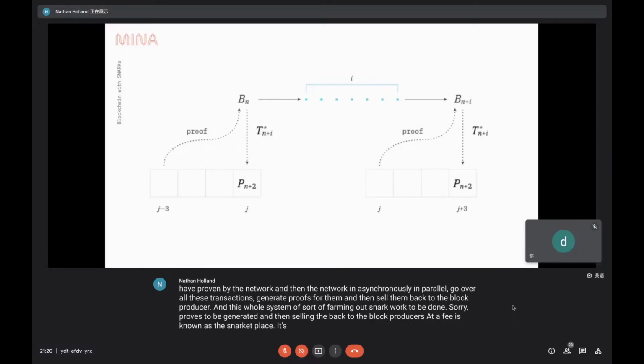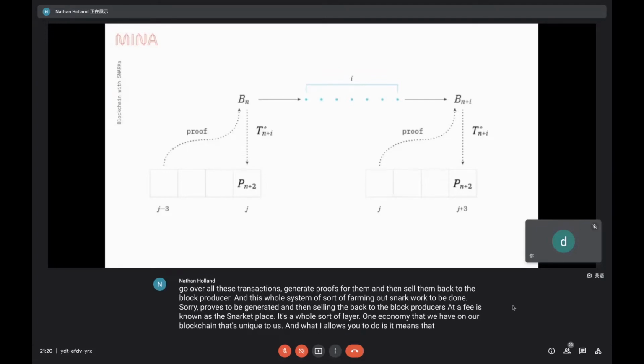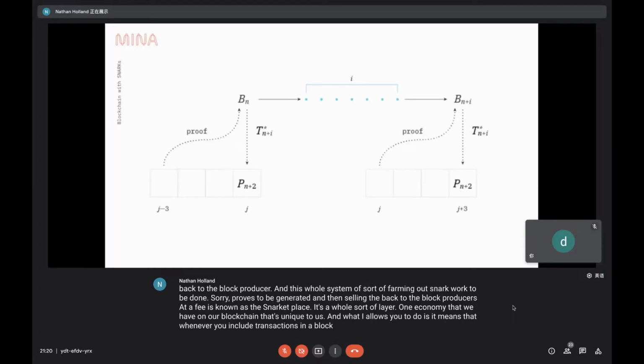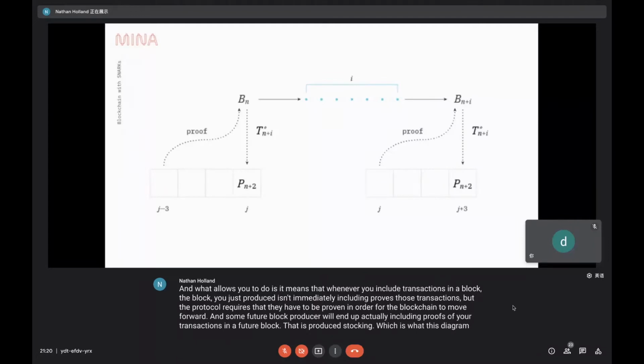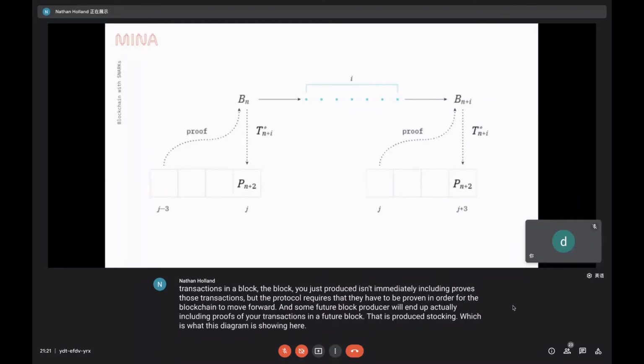It's a whole sort of layer 1 economy that we have on our blockchain that's unique to us. And what it allows you to do is it means that whenever you include transactions in a block, the block you just produced isn't immediately including proofs of those transactions, but the protocol requires that they have to be proven in order for the blockchain to move forward, and some future block producer will end up actually including proofs of your transactions in a future block that is produced on chain, which is what this diagram is showing here.